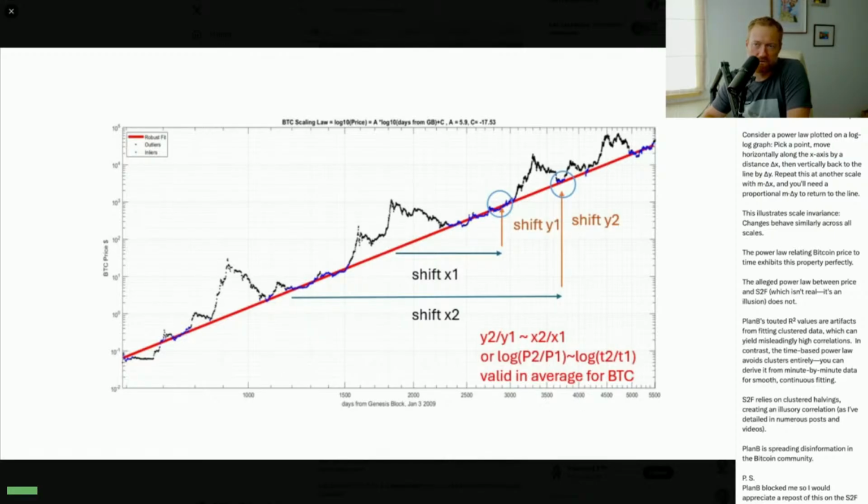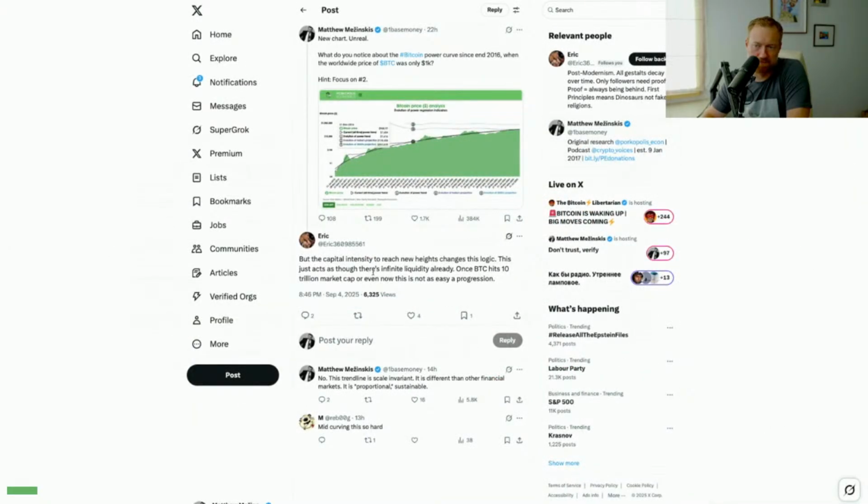So if we go back to this comment, to this idea, it's just not how this model acts. It does not act as though there's infinite liquidity. It does not act that once Bitcoin hits a 10 trillion market cap, or even later or earlier, that somehow it will be harder or easier to follow the trend. The trend is actually proportional. It's not exponential. So it only assumes proportionate increases. When there's a proportionate increase in value, it will assume a proportionate increase in demand.